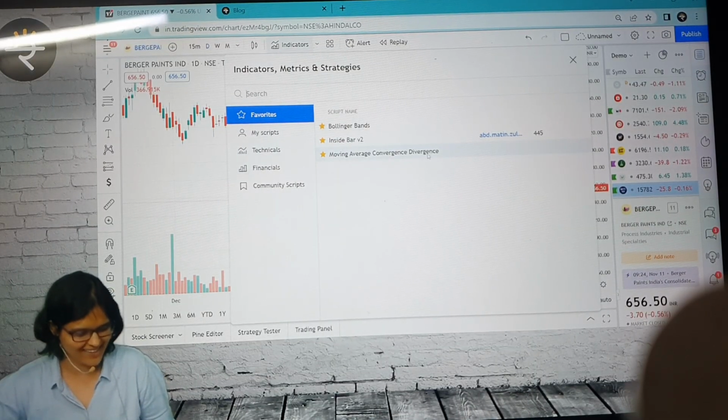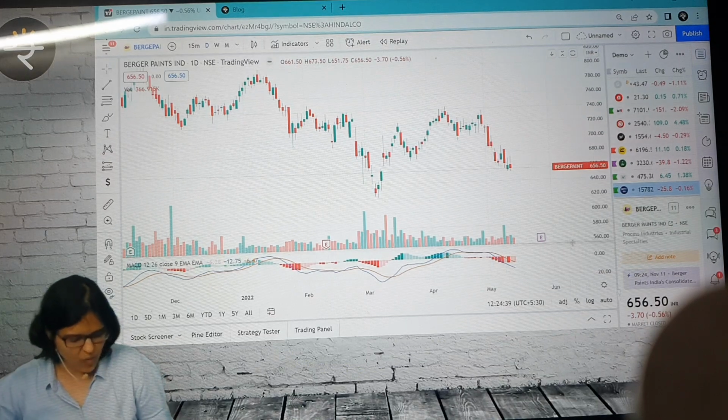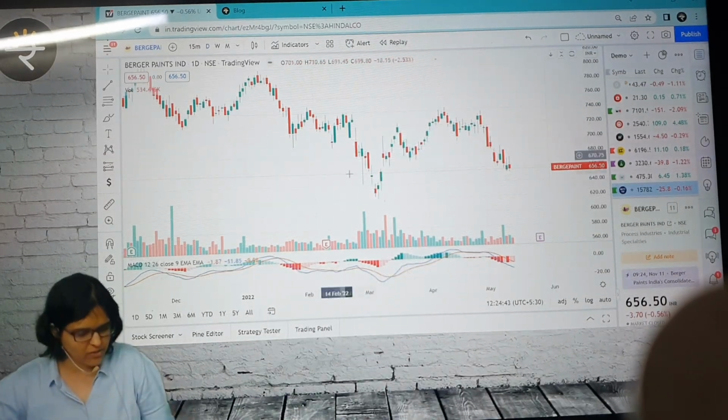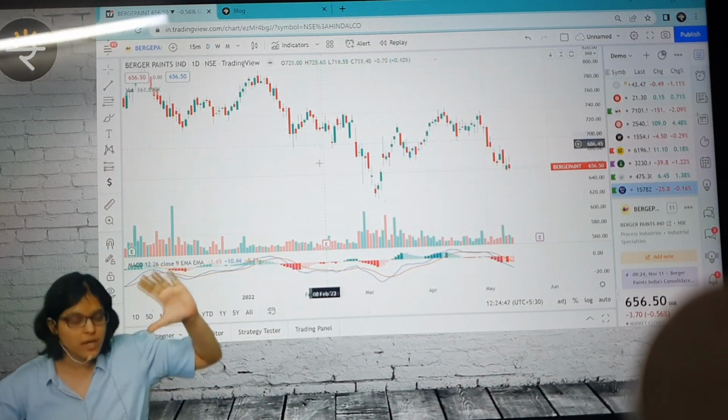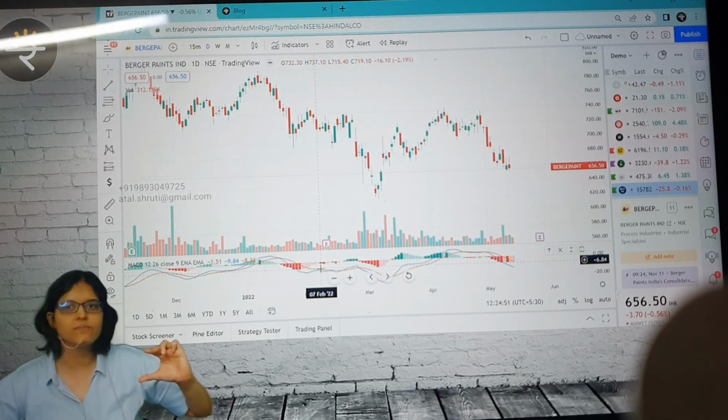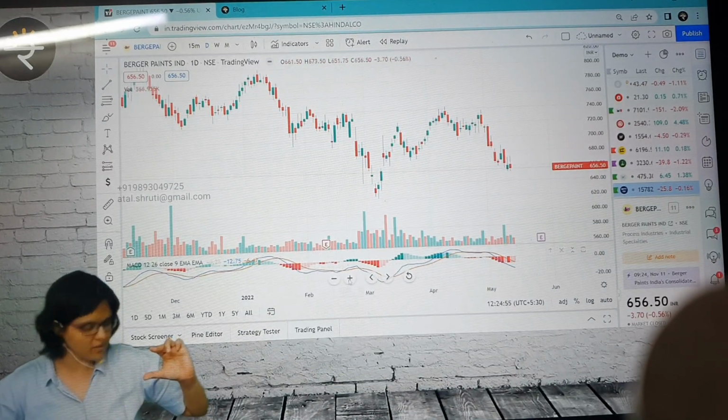MACD. Okay. Now, what does MACD tell us? Everyone just focus on this. Here, you will never see this indicator on the price. It will always come in the bottom part of the screen. Are you with me? MACD always comes at the bottom part of the screen.